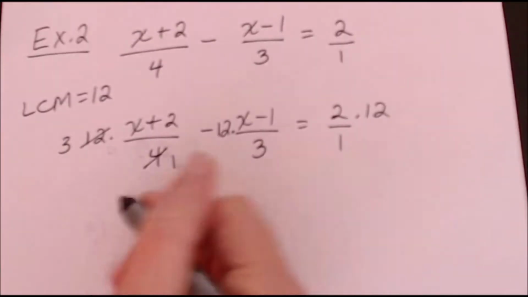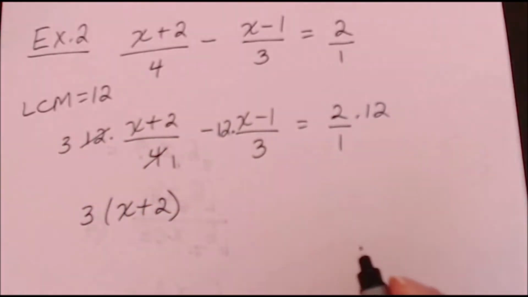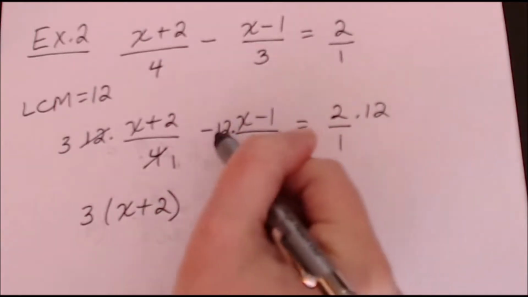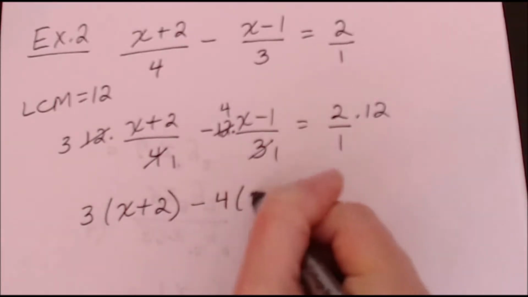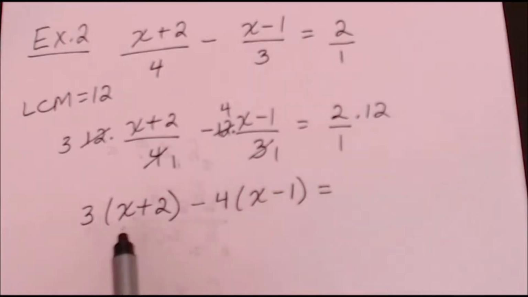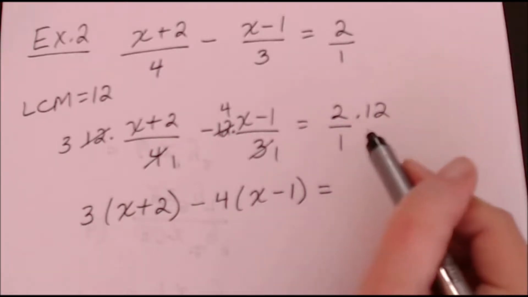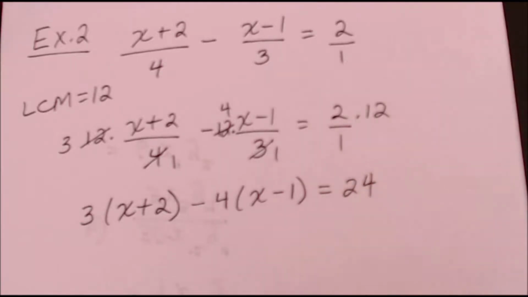So that first term, we have 3 times the (x plus 2) that was up there in the numerator. The next term, the 3 goes into 3 once, the 3 goes into 12 4 times. So we have minus 4 times the (x minus 1) that was up there. Notice I put parentheses around that x minus 1 and that x plus 2 because that constant's going to have to be distributed. The other side, we just have a 1 in the denominator. Nothing we can do with that. So we need to multiply 2 times 12, which gives us 24.